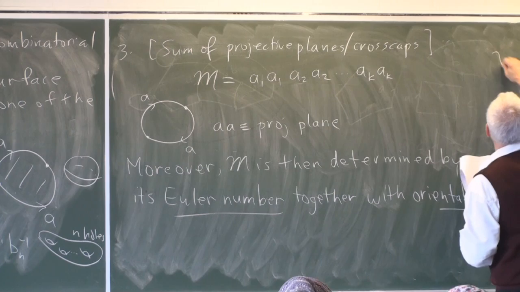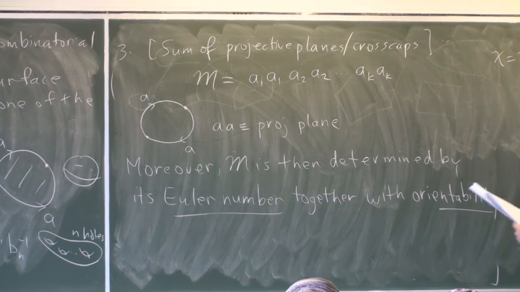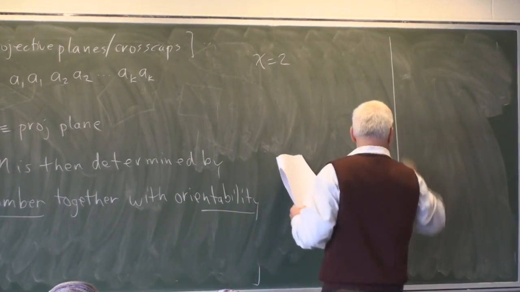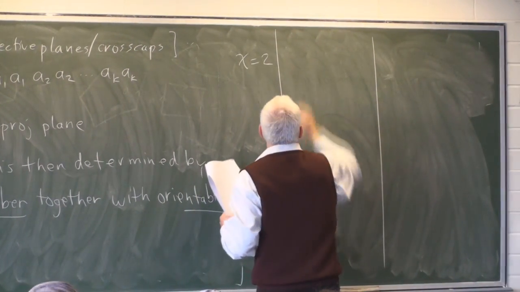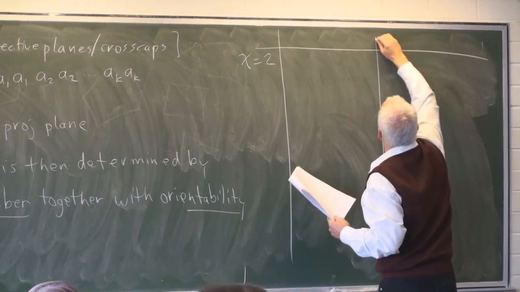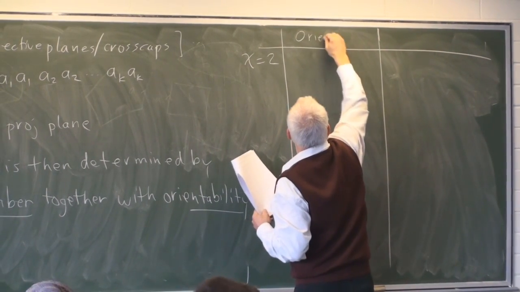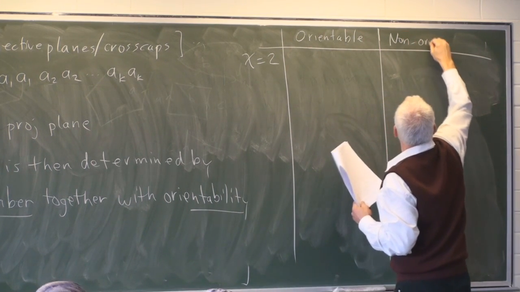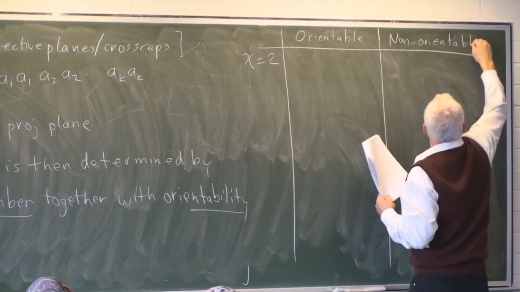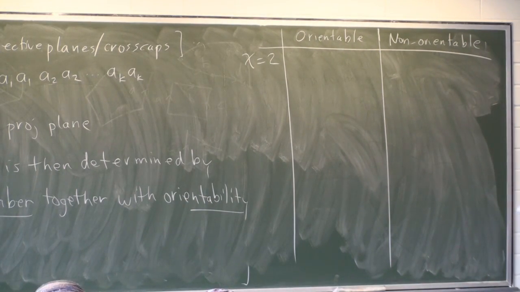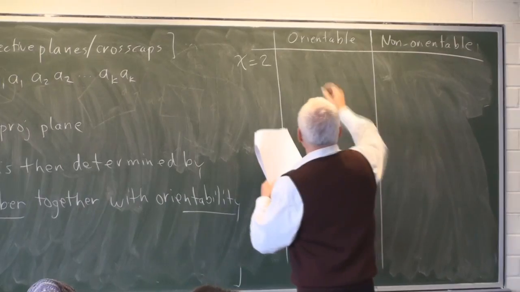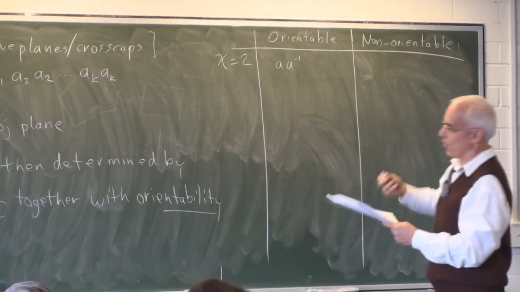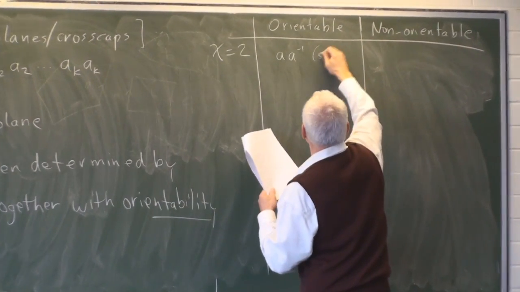So chi equals 2. That's our sphere. This is the orientable. This is non-orientable. So chi equals 2, we have the sphere, so its word is A, A inverse. That's our sphere.